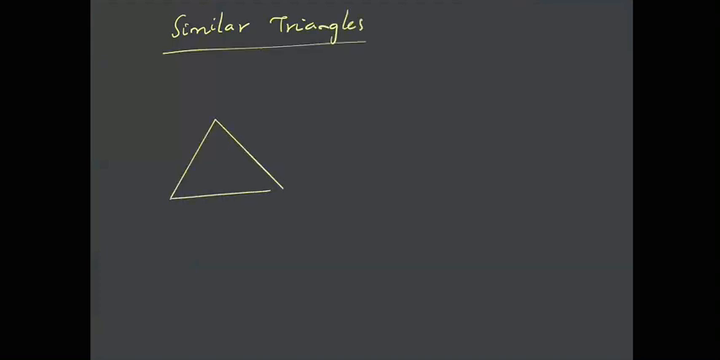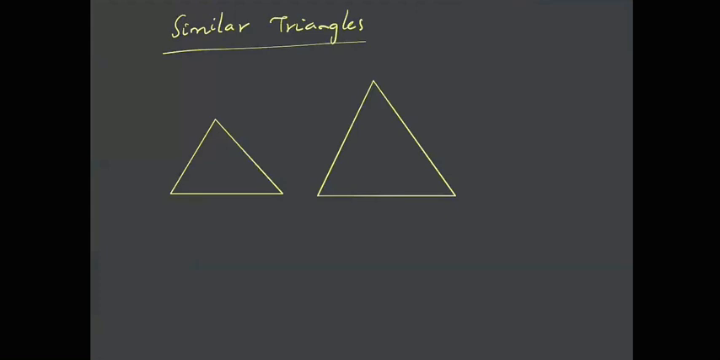Definition of similarity in triangle. Okay, so let us study what are similar triangles. Say I have two triangles. Say we have triangle ABC and another triangle DEF. These two triangles are said to be similar if and only if the corresponding angles are equal.